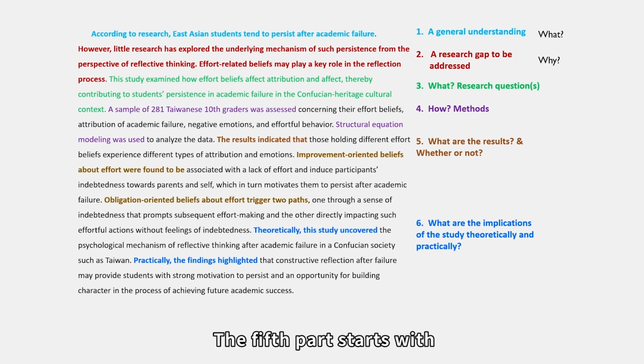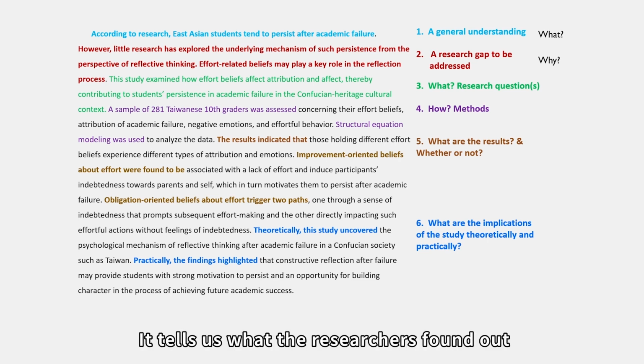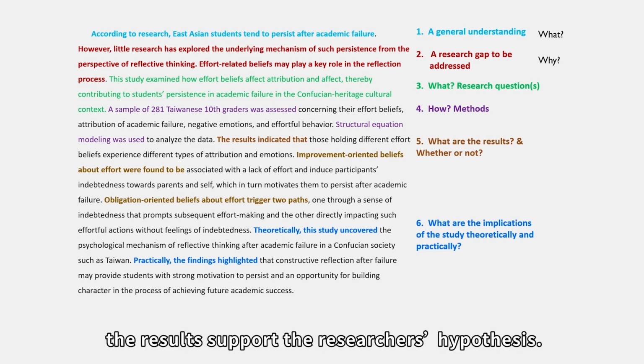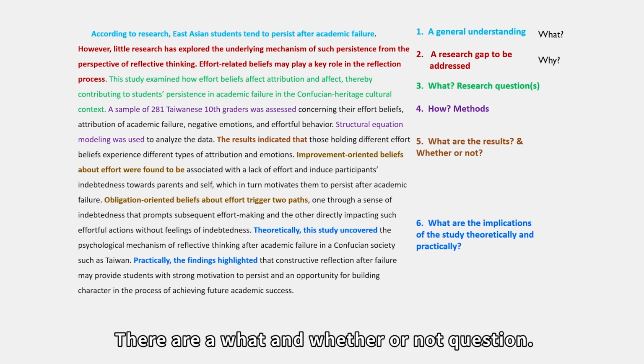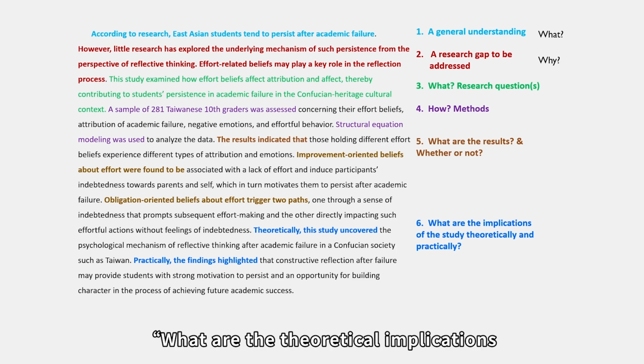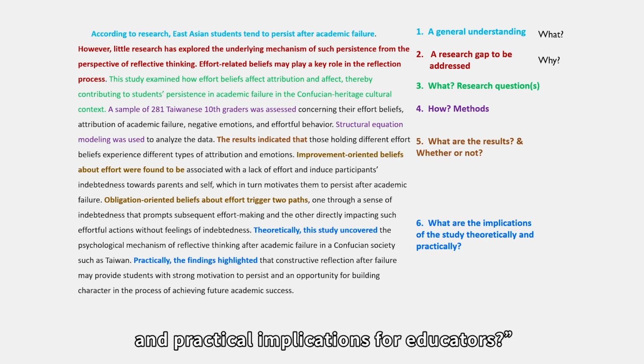The fifth part starts with "the results indicated that." It tells us what the researchers found out and whether or not the results support the researcher's hypothesis. There are a what and whether or not question. Lastly, the abstract ends with implications of the study. What are the theoretical implications for researchers in the field and the practical implications for educators?